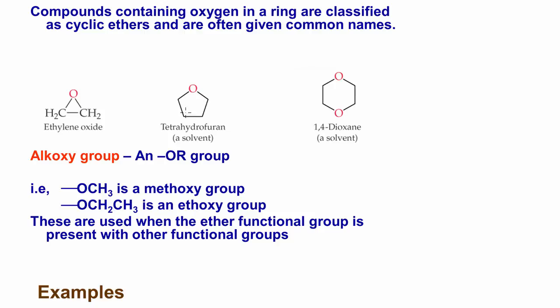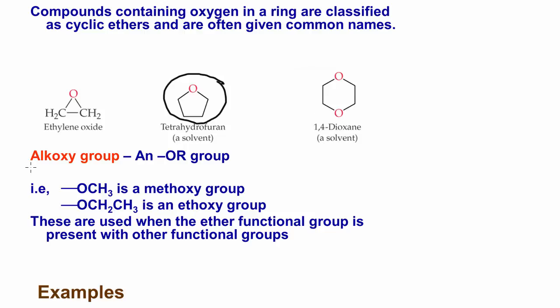You can think of this one here, for example, as being a cyclopentane, but one of the carbons is replaced by an oxygen. Same here. This would be a cyclohexane, but two of the carbons are replaced by oxygen. So this makes this a cyclic ether.